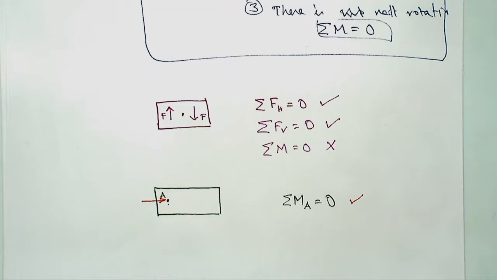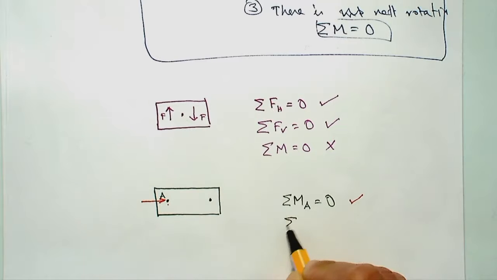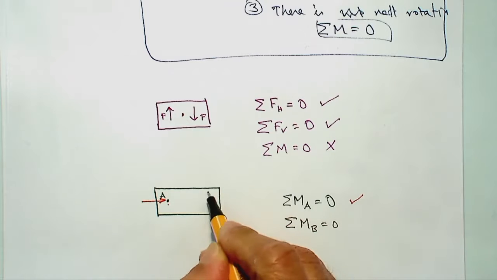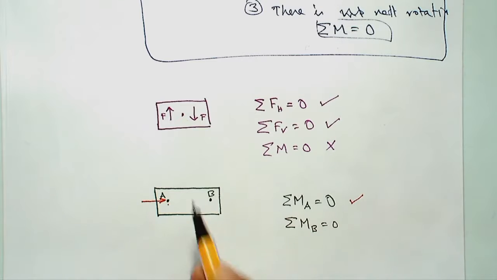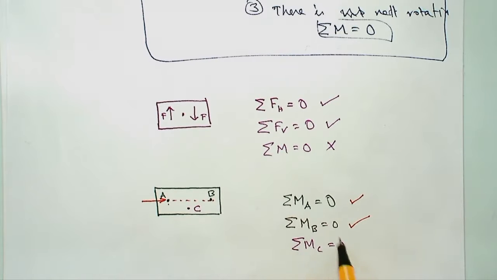Now, you could say, okay, I could do with another point, that moment about point B is also zero. But still, if this force goes through point B, for example, then this is still valid. This is going along these two points, so this is still valid. But if you now say, I'll take another point, which is C, and make sure moment about C equal to zero, then this red load will definitely have a moment about point C. So this is not valid.